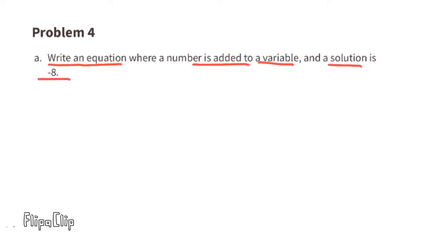Problem number 4. A. Write an equation where a number is added to a variable and a solution is negative 8. Let's start with a variable and add a number to it. Here we have x plus 5, and the solution needs to be negative 8. That means that the value for x is negative 8. So if the value for x was negative 8, then negative 8 plus 5 would be negative 3. So the equation where a number is added to a variable and the solution is negative 8 could be x plus 5 equals negative 3.